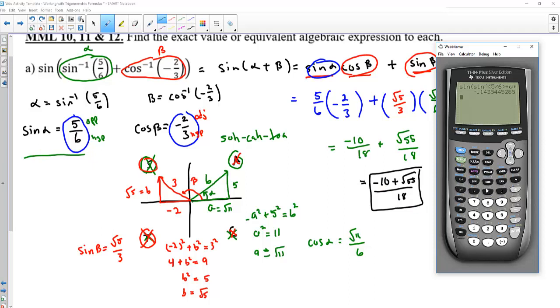down here. So left parenthesis negative 10 plus second square root of 55, kick it out, in parentheses divide by 18. And it gives me that answer. They're exactly the same, so I know I did it right. Let's look at another one of these.